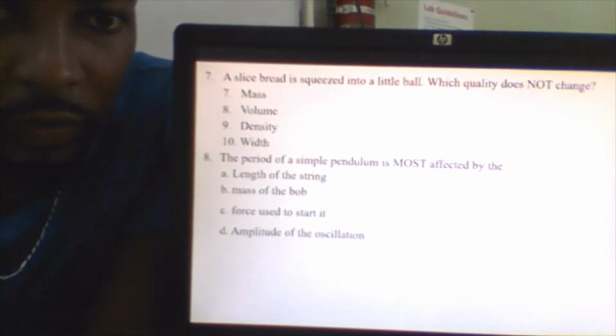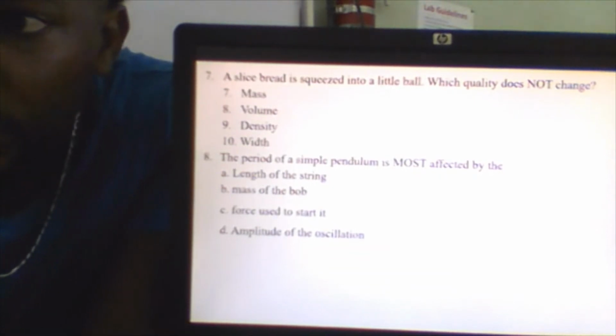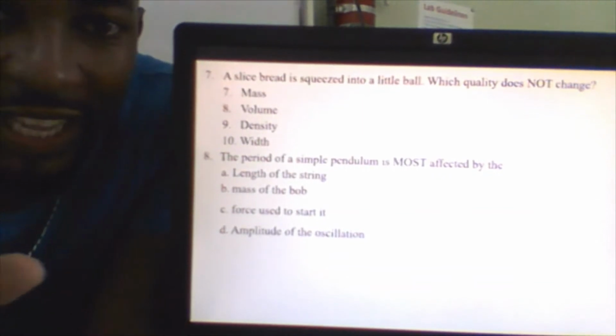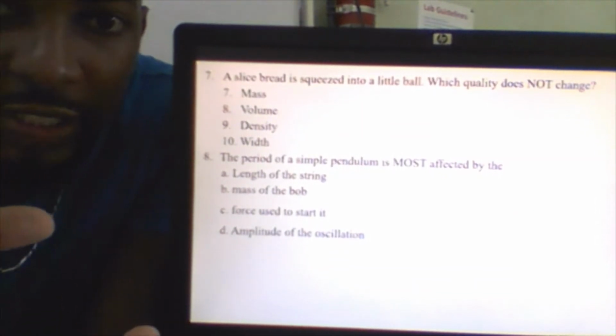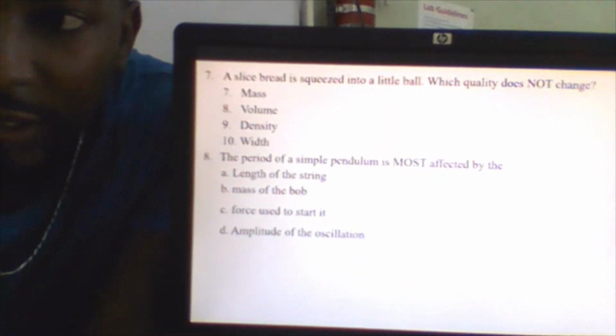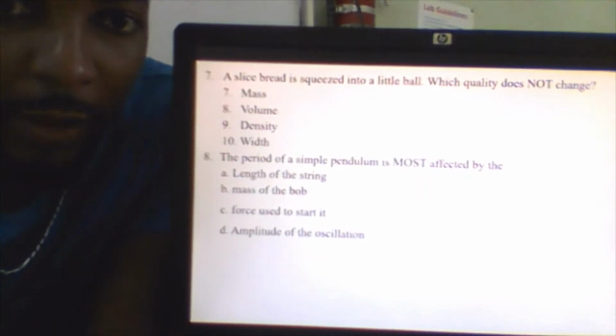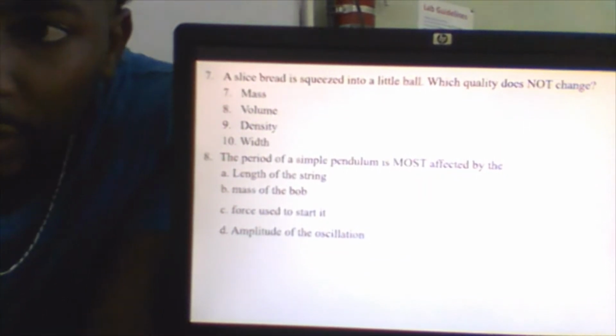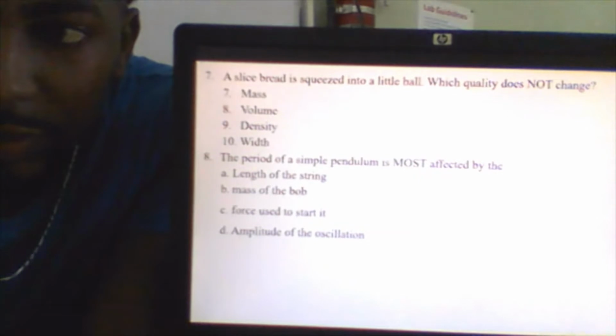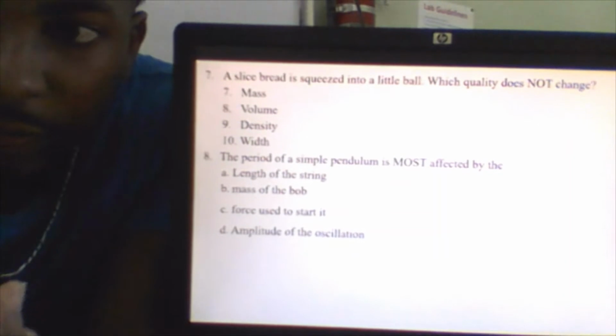A sliced bread is squeezed into a little ball. Which quantity does not change? Which quantity doesn't change? When we talk about a sliced bread, if we change the shape of it, we actually change the dimensions by compressing it down into a smaller shape. So in this case, we have mass, volume, density, weight. Which quantity doesn't change? When we change the shape, the width is going to change.